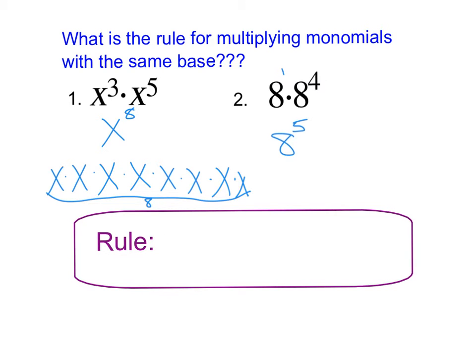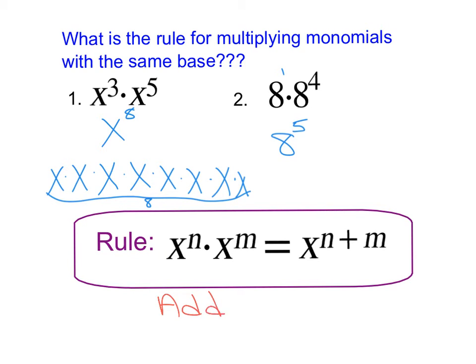So that means our rule, x to the n times x to the m, we just add our exponents, right? And if it helps, write the words out. Add the exponents. If you don't like the n plus m, just write it out in words.